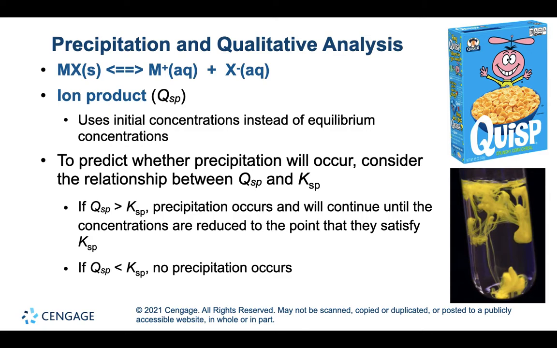So this is our general analysis: calculate the product of the ions, calculate that mathematical value, and then compare it to the KSP for that particular ionic solid. And if it's greater, it will precipitate. If it's less than, it will not.